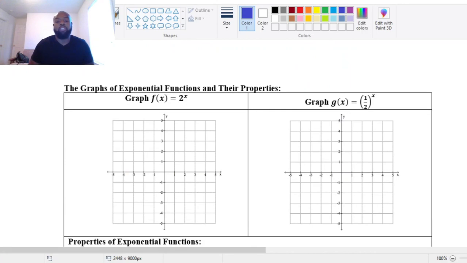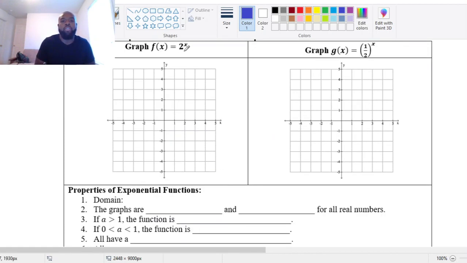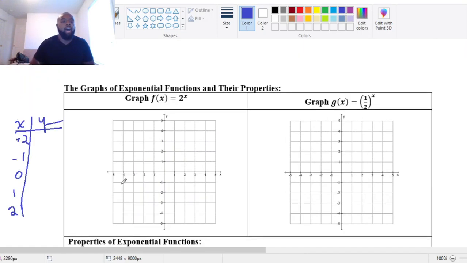Let's look at the graphs of these types of functions and their properties. I'm going to use a table of values so that we can get to some of the properties. I'm going to focus on the graph on the left, f of x equals 2 to the x, and I'm just going to make a chart. I'm going to pick some x values and plug them into that function, and it's going to give me my y values. For instance, plugging in -2, that's 2 to the -2nd. Remember, that's 1 over 2 squared, which is 1/4. 2 to the -1 is 1 over 2 to the first power, so that's 1/2. 2 to the 0 power is 1. 2 to the first power is 2. 2 to the second power is 4.